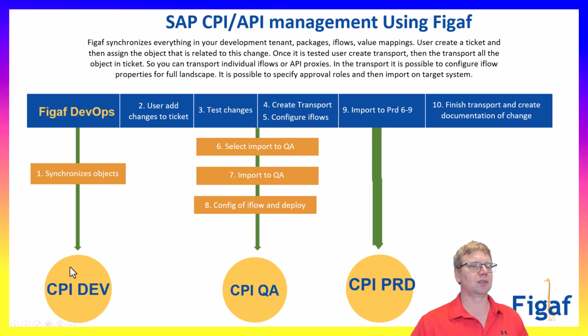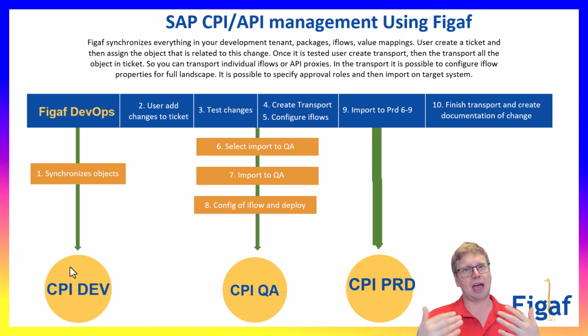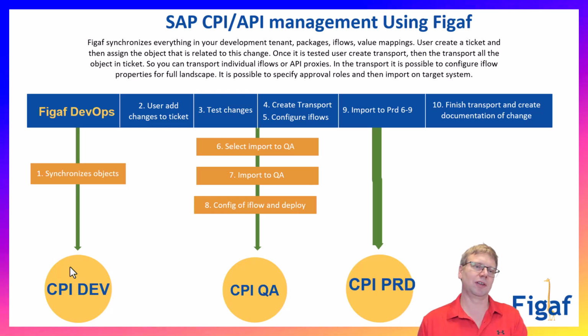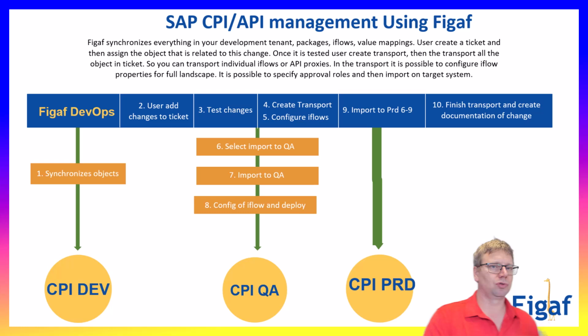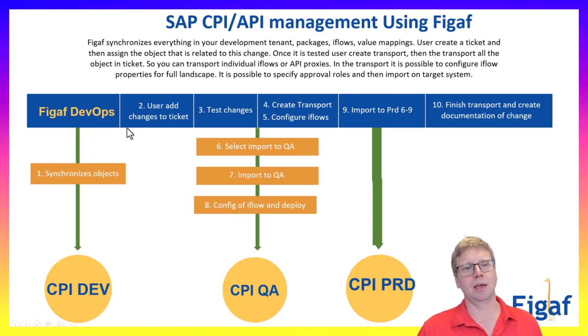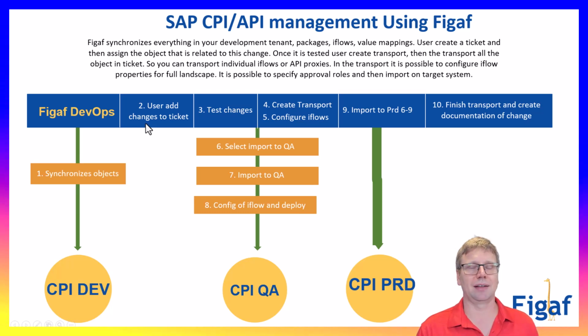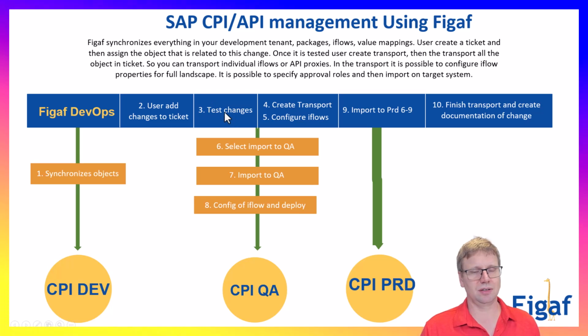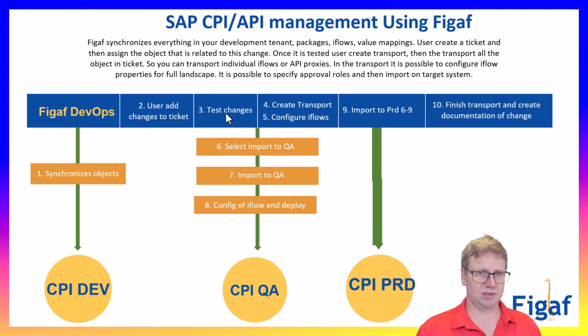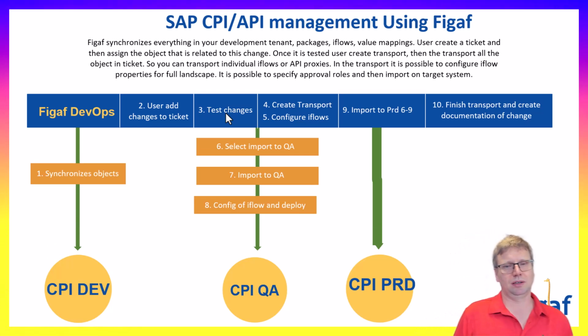Figaf will then create synchronized objects, which means it will keep a version of those artifacts inside of its own database. And this you can use for versioning. Once you're finished with something, you can add it to a ticket. You can also add it to a ticket when you start developing on it. We can test the changes with the tool. That's the testing part, and it's a part of the ticket that in general you would be adding to it.